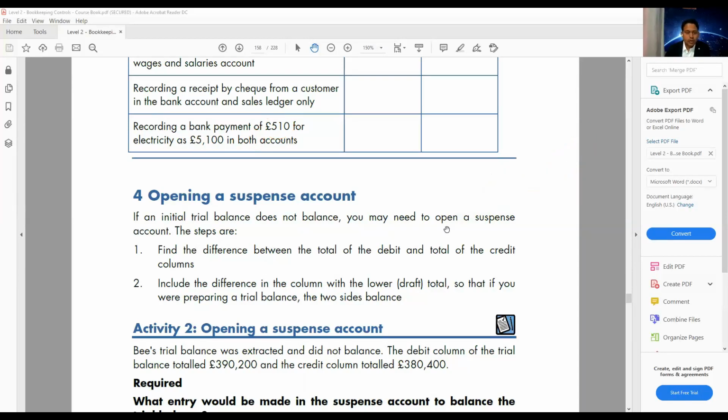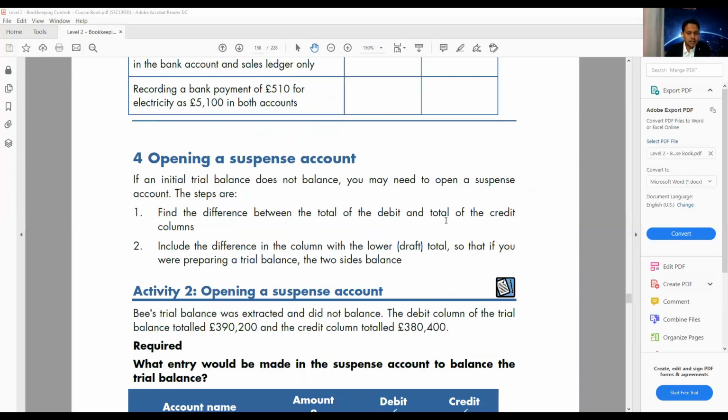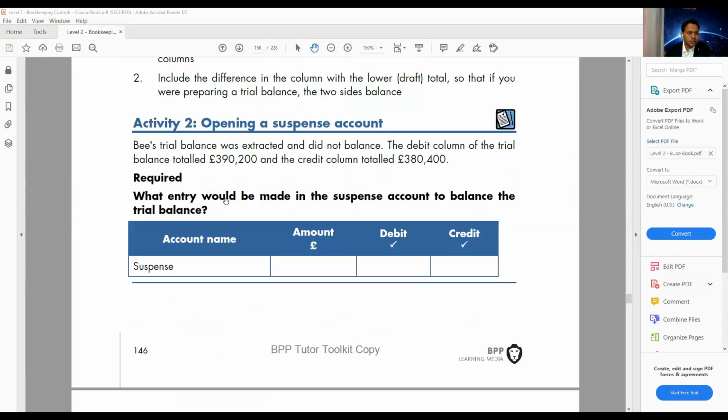Because the system doesn't know how much the bill is. You need to tell the system, isn't it? Okay, so let's have a look at this one. Activity 2.